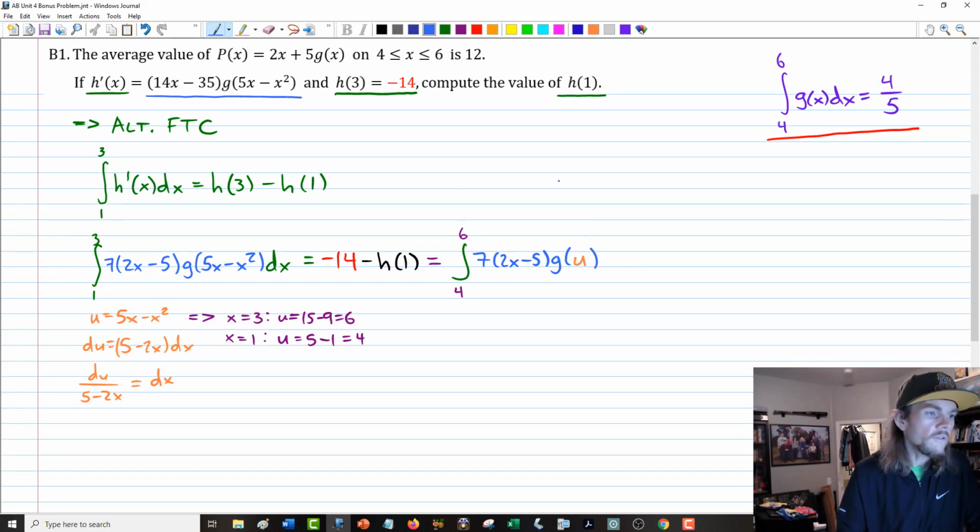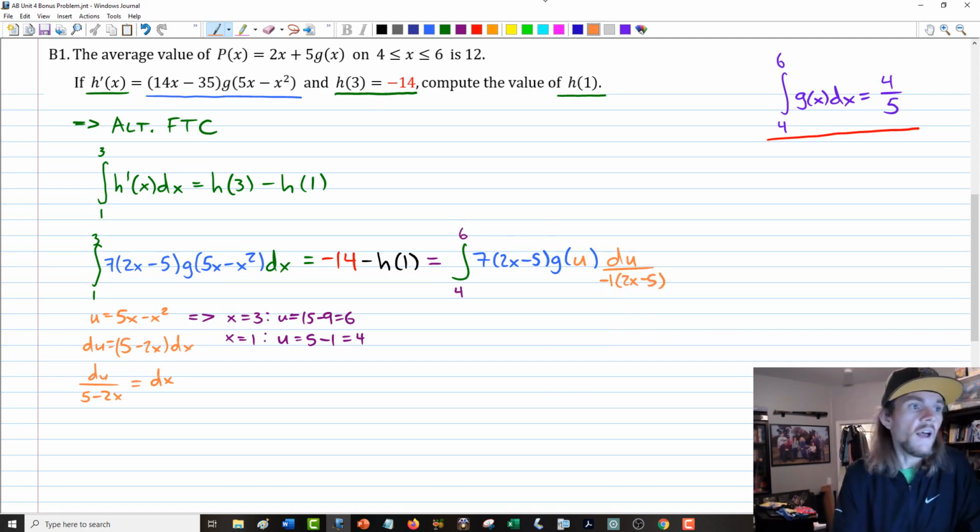And likewise, we can substitute for dx the quantity du over 5 minus 2x. But here's where, again, I'm going to be a little bit slick. I see we have a 2x minus 5. I'm going to factor out a negative 1, and therefore write it as du over negative 1 times 2x minus 5. Now that move allows us to divide out the 2x minus 5s, which is awesome. That makes this eligible to be evaluated. We've gotten this so the integrand is now just in terms of u.